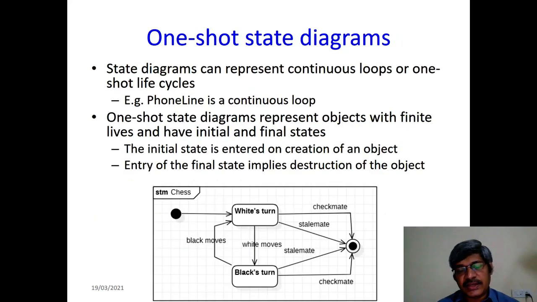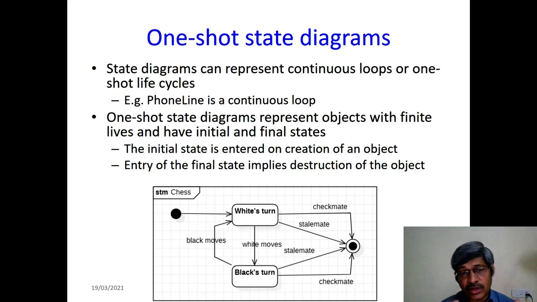State diagrams can represent continuous loops or one-shot life cycles. The phone line which we have discussed is a continuous loop. The phone line will be in the idle state and eventually it will go through all the states and come back to the idle state. How it initially began, you would not care, and then it is in this sort of continuous loop. It will be going to different states, coming to the idle state, or ringing, whatever it is. But then one-off state diagrams are also very important.